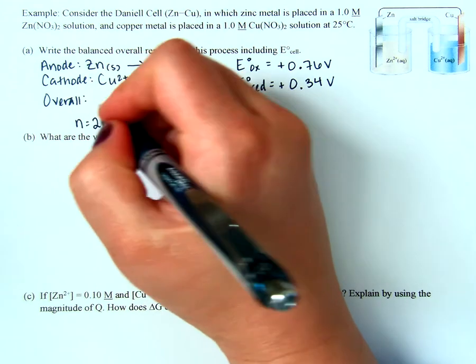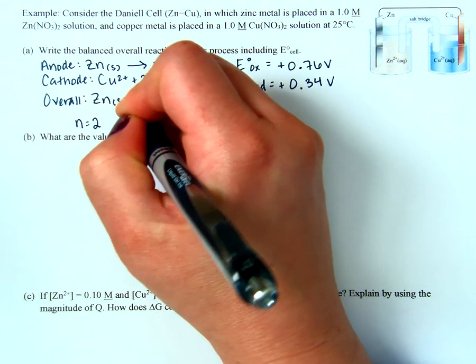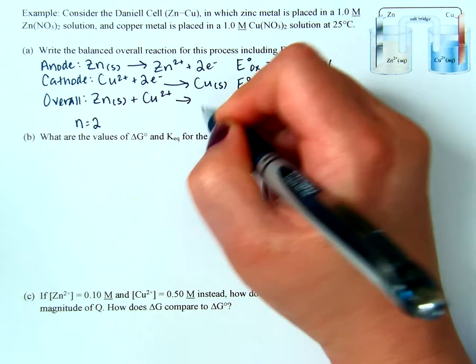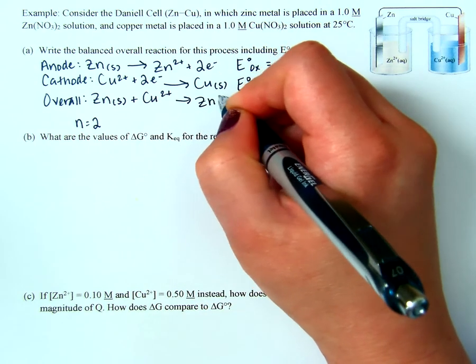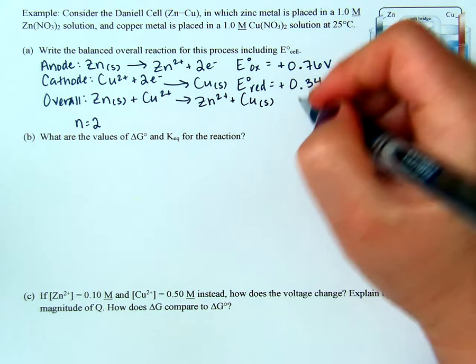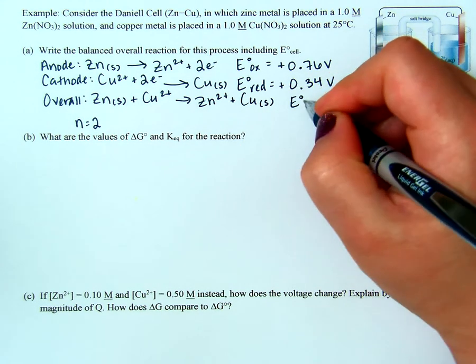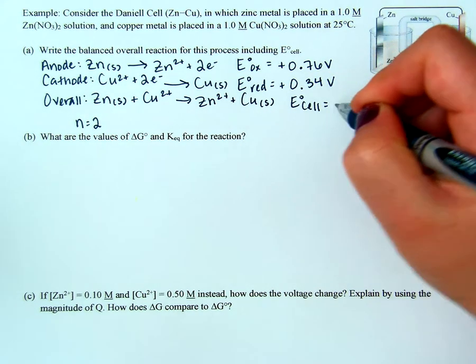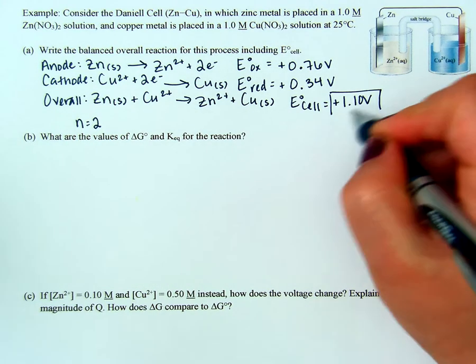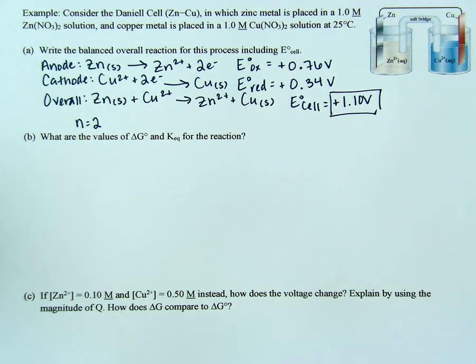So my overall reaction is zinc in the solid state plus copper ions, and that's going to yield zinc ions plus solid copper. And my overall cell potential equals positive 1.10 volts. Now that means that our cell is spontaneous in the forward direction, and that's our voltage if we were to measure it in the wire. Now what are the values of delta G naught and K eq for this reaction?